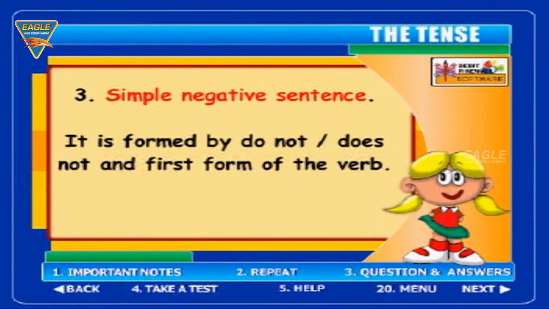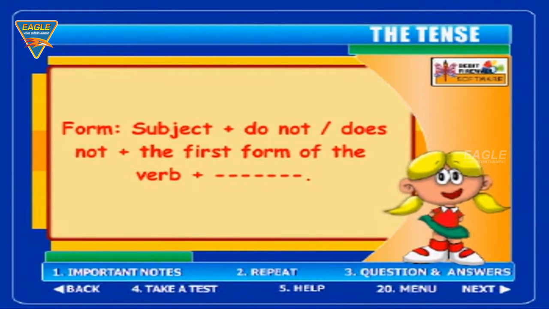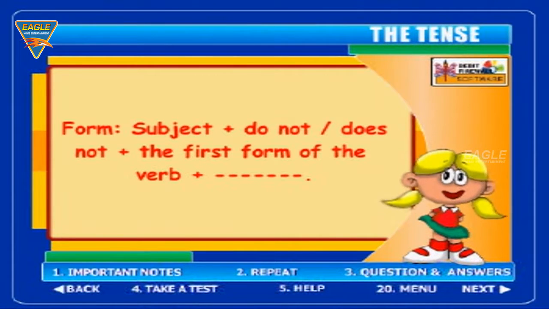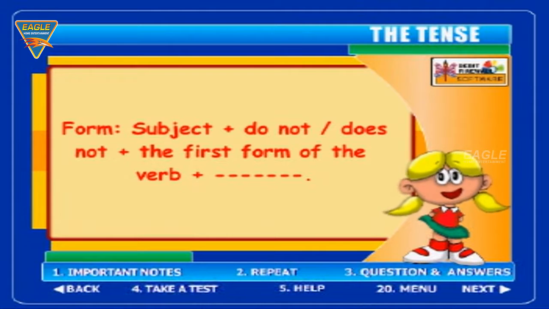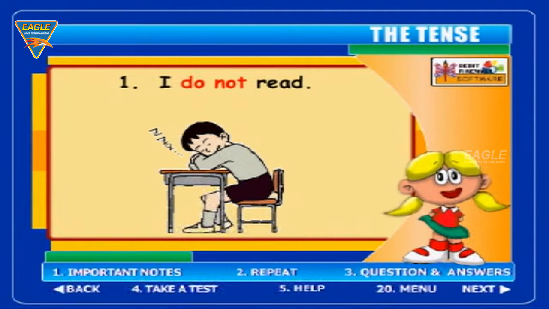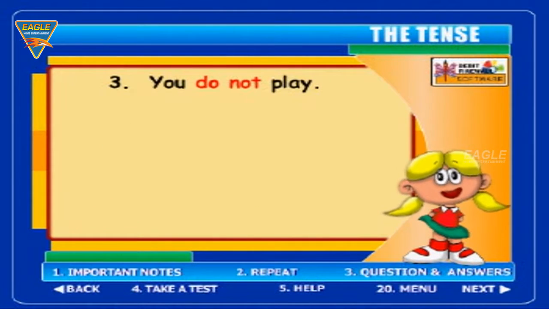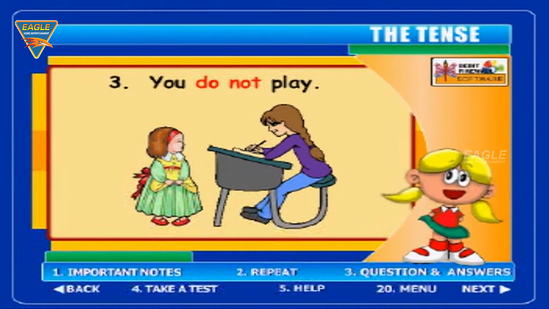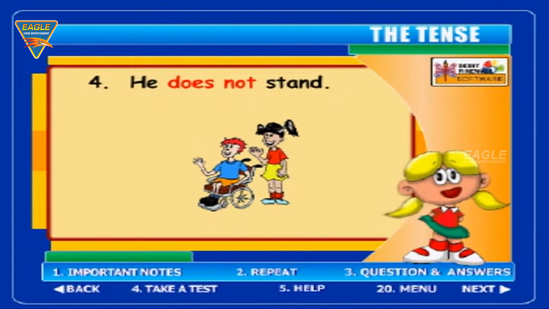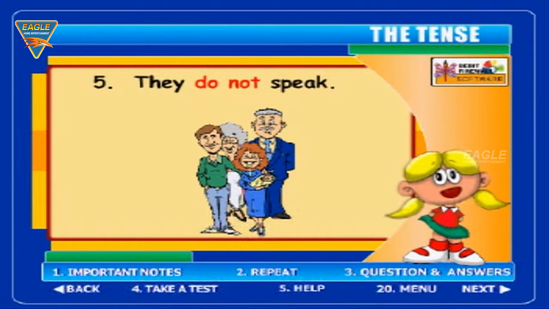Simple negative sentence. It is formed by do not or does not and first form of the verb. Form: subject plus do not or does not plus the first form of the verb. Examples, I do not read. We do not sing. You do not play. He does not stand. They do not speak.